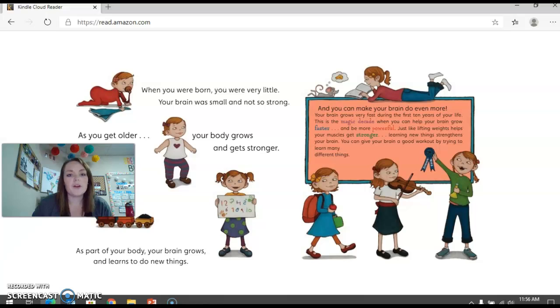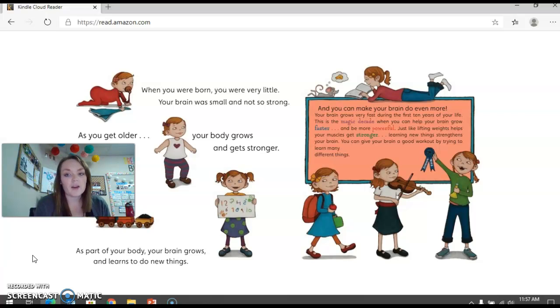When you were born, you were very little. Your brain was small and not so strong. And as you get older, your body grows and gets bigger. As part of your body, your brain grows and learns to do new things. And you can make your brain do even more. Your brain grows very fast during the first 10 years of your life.